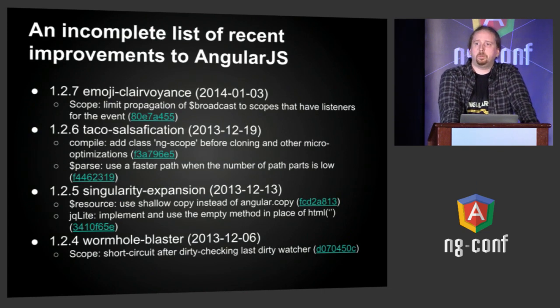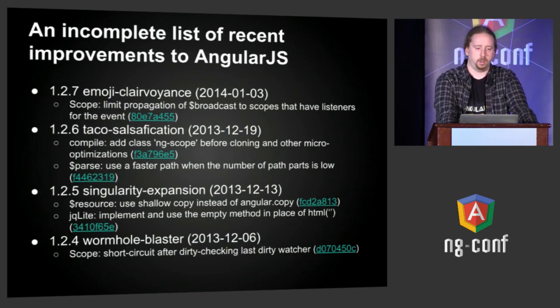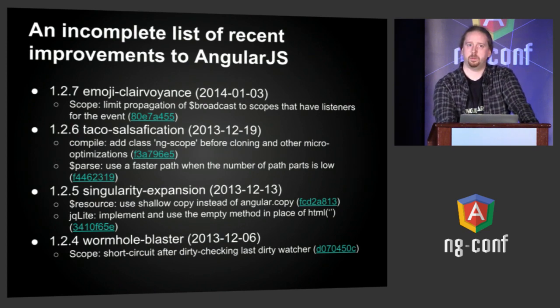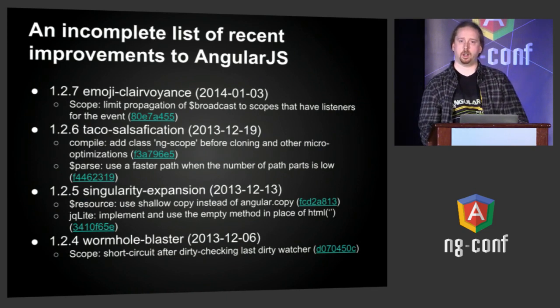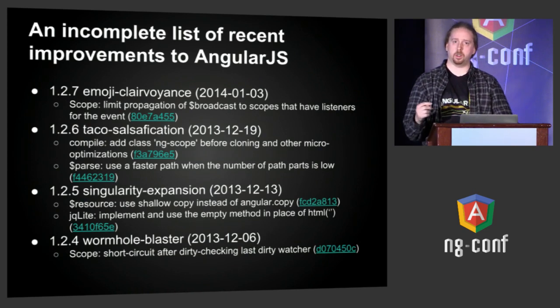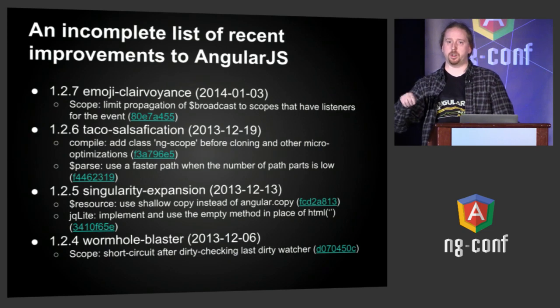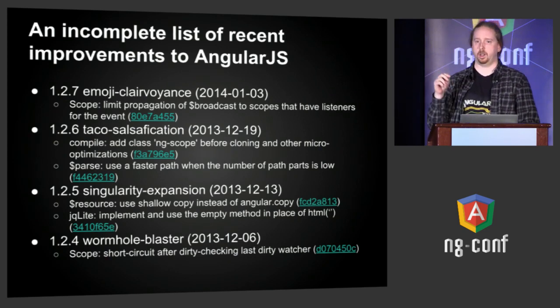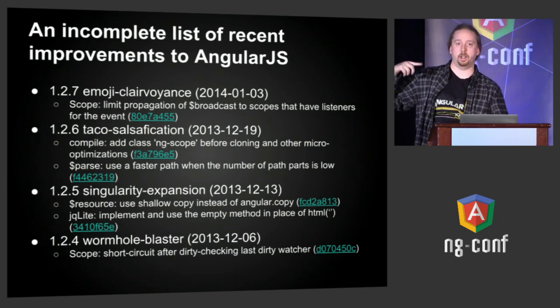All right, so Angular has been getting faster. I can claim partial credit for this, but recent releases have had a lot of nifty optimizations. For instance, we've managed to reduce the number of dirty checks in any given digest cycle, because what digest does is it goes through all the watchers. If any of them came back dirty, it does the loop again and again and again.